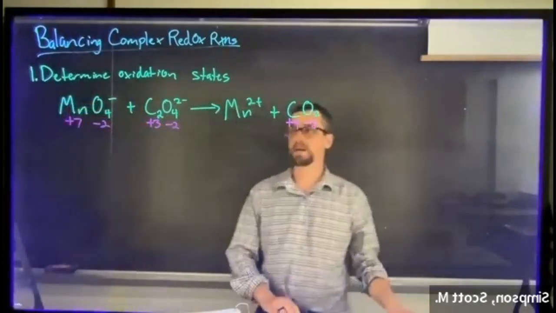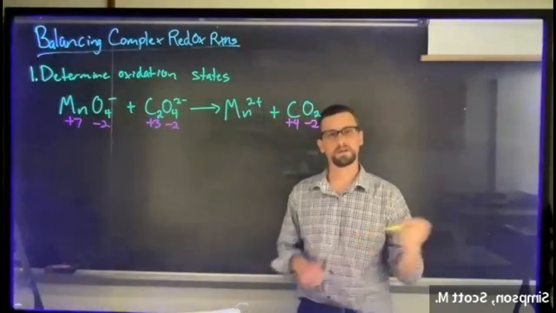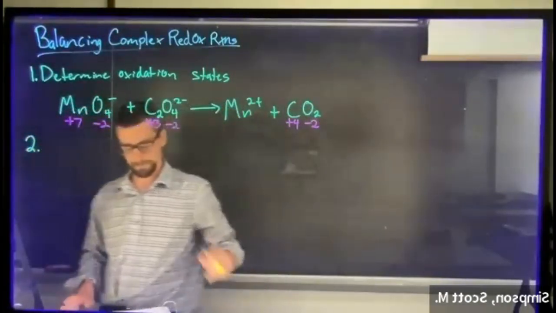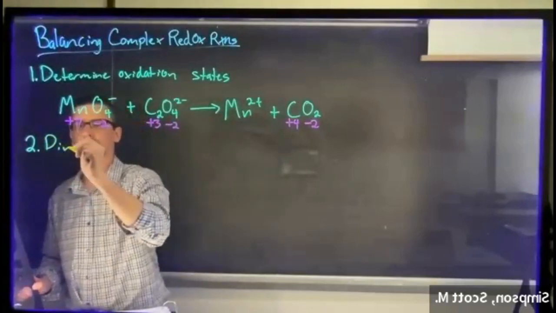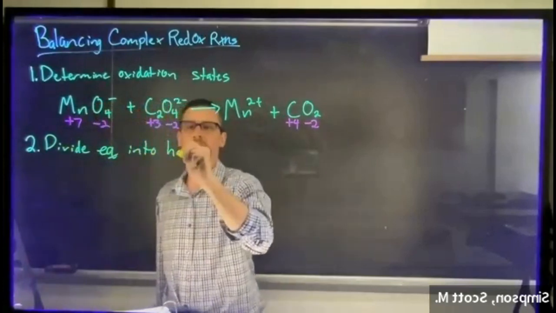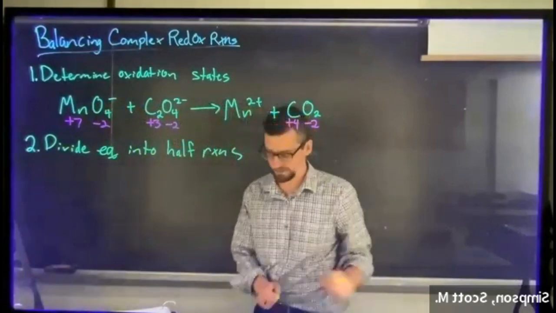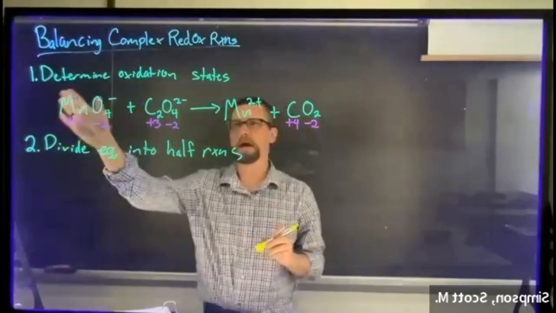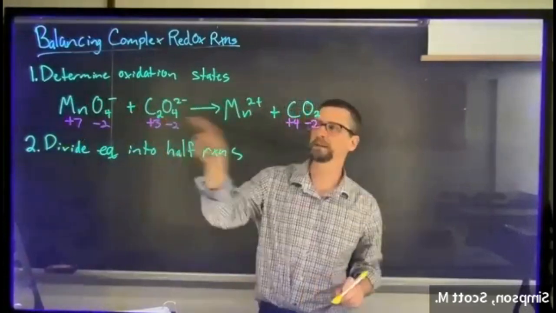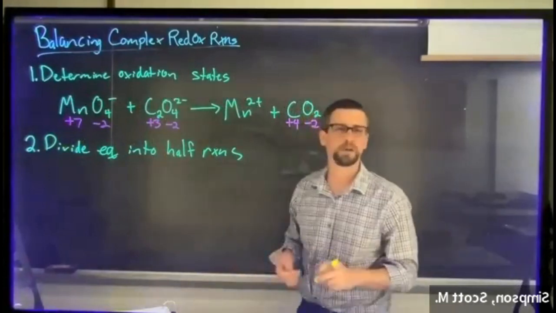Okay. Next, what we have to consider is determining the half reactions. Step 2: divide the equation into half reactions. So we're trying to get those half reactions out. In this case, we're going to be looking at the manganese and the oxalate going to carbon dioxide. We're focusing on those ones because you kind of want to ignore oxygen for the most part when determining this.